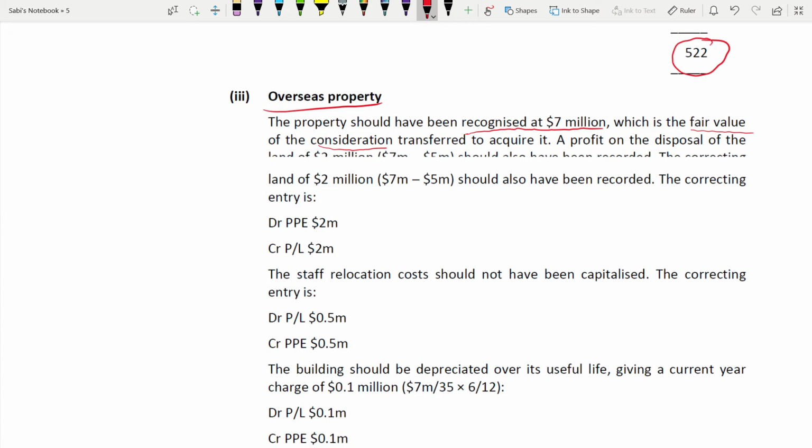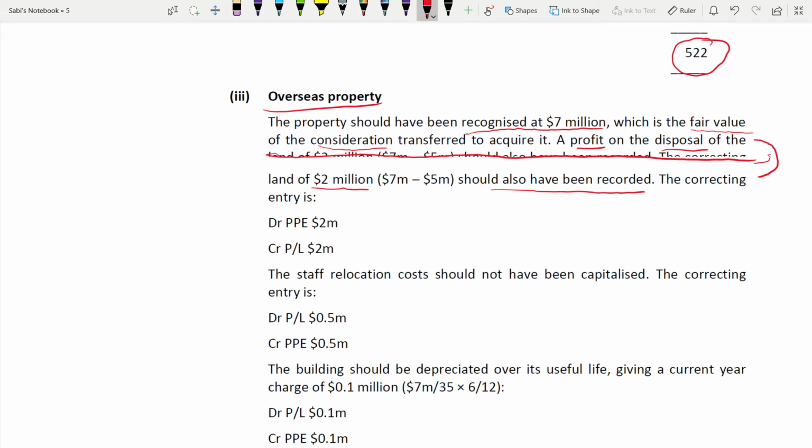A profit on the disposal of the land of 2 million. So nothing you have missed out here. Okay. It starts from the second, this line to this line. So a profit on the disposal of land of 2 million. There's a profit. What is it? On the disposal of the land. Okay. Disposal of the land of 2 million should have also been recorded.